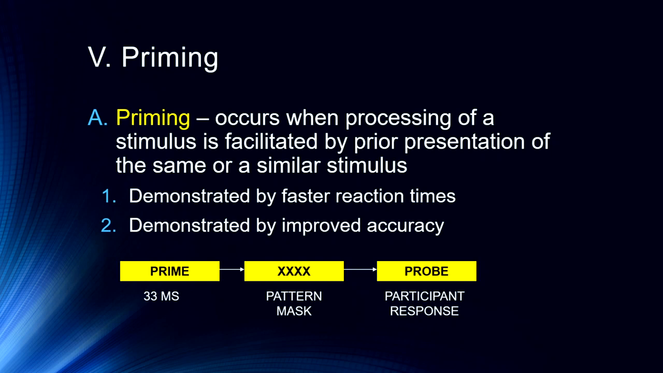We present a prime for 33 milliseconds. We then include a backward pattern mask. The reason for that is to keep participants from using their sensory memory, their iconic memory, to process that prime, by covering up that visual display. And then we get a probe, and that's where we get the participant response. So this is the basic way in which we do various kinds of priming.